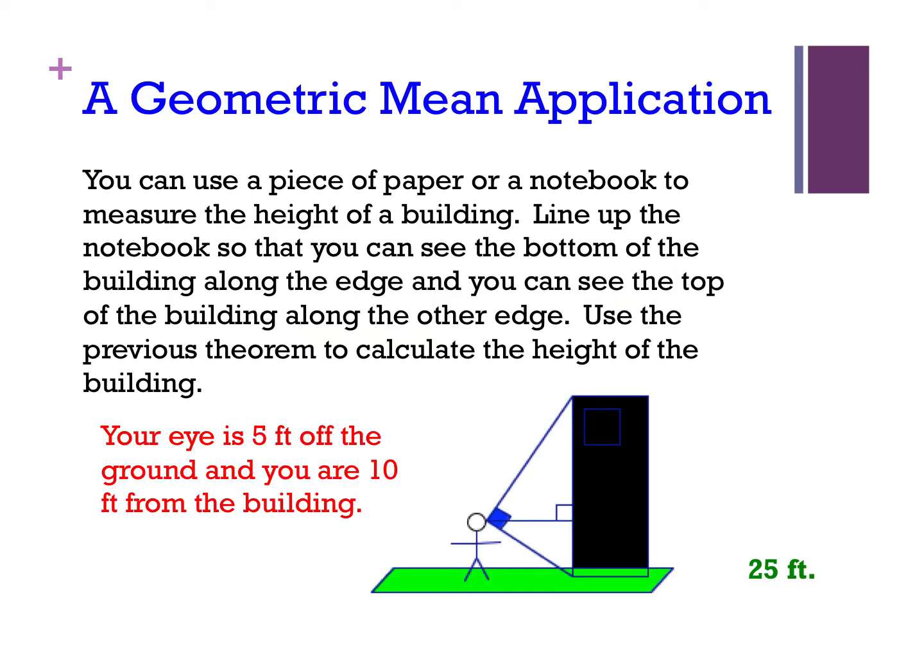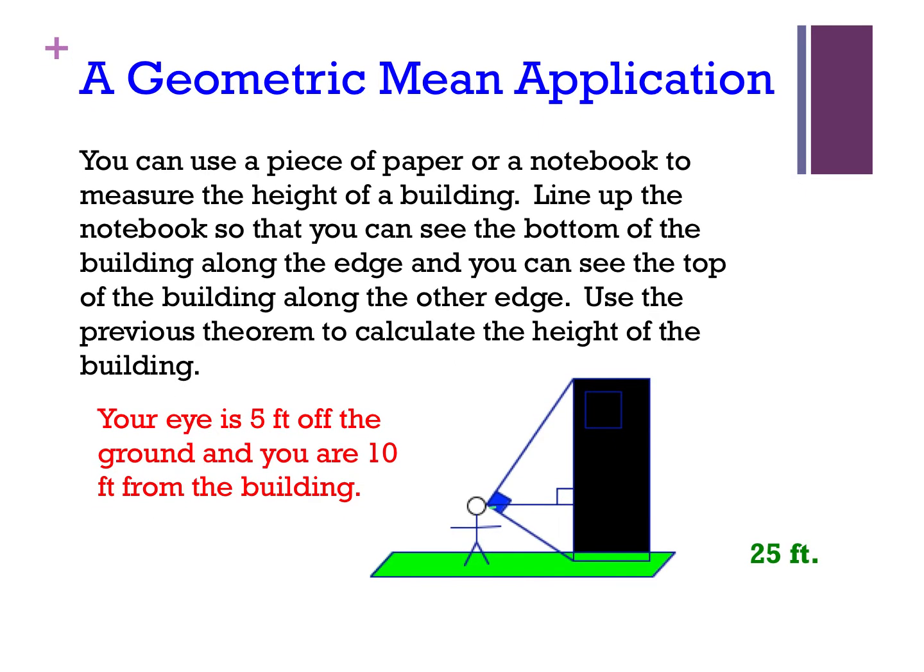So we can use a piece of paper or notebook to measure the height of a building, so you don't have to climb it or drop a tape measure down it. What you would do is line up the notebook so that when you're looking at the bottom edge and the top edge, it aligns perfectly to the building. You may have to step closer or step back. You put your eye in the corner right there, and what you've done is created the right triangle with the altitude dropped.